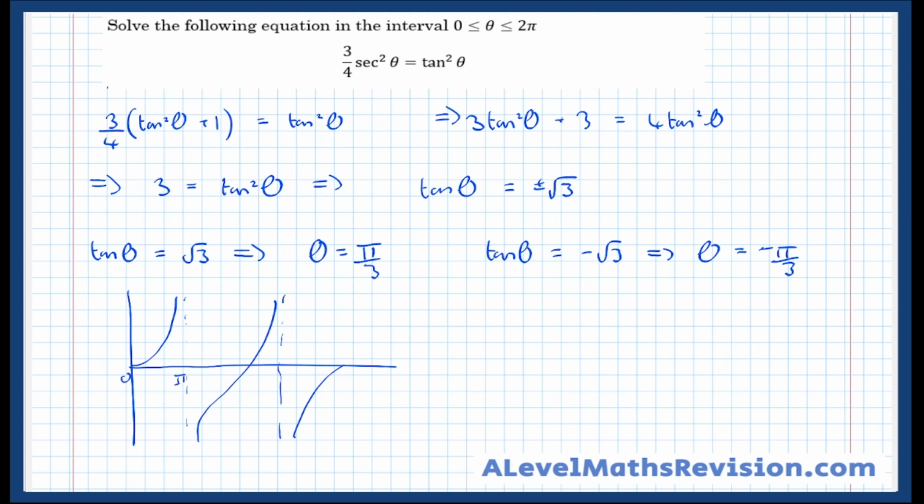So 0, pi over 2, pi, 3 pi over 2, 2 pi. So pi over 3 is the first solution that the calculator gives us. So all the solutions in line with that. So we can see this one is pi over 3 to the left of pi. So first solution, pi over 3. Then we've got pi plus pi over 3, this one here, which gives us 4/3 pi.